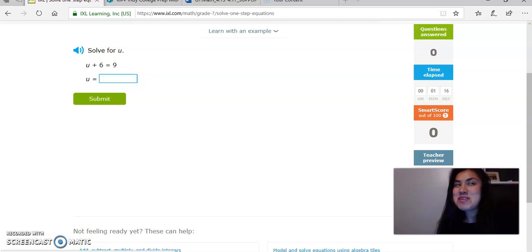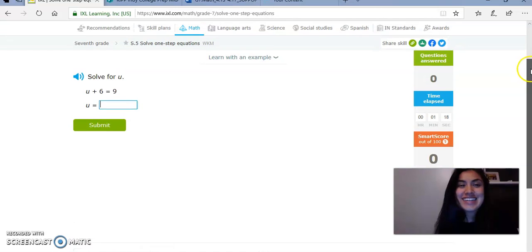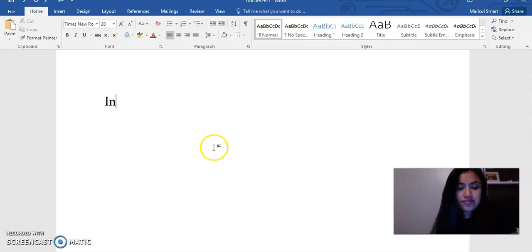The next skill is also my favorite because it's algebra related. So it says solve one-step equations. For these, we're going to think about inverse operations when solving one-step equations. And we remember that inverse means opposite. So for example, when I ask what is the inverse of addition?